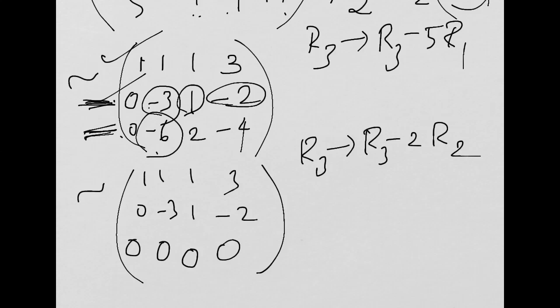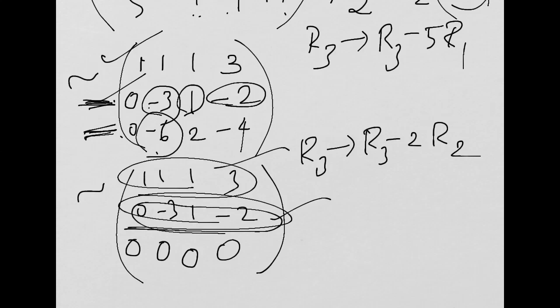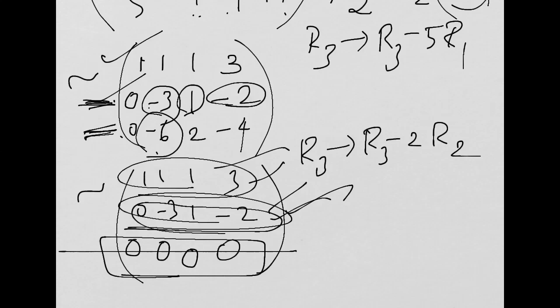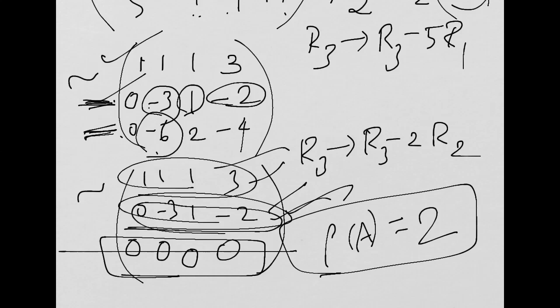Okay. Now, how to calculate rank? Even if there is one element which is non-zero, that row is counted. So this row counted. This row counted. Is there at least one non-zero value? No. Not counted. So totally 2. The rank of the given matrix, considering that as A, is 2. Can you understand this? This is what we previously got using the determinant form.